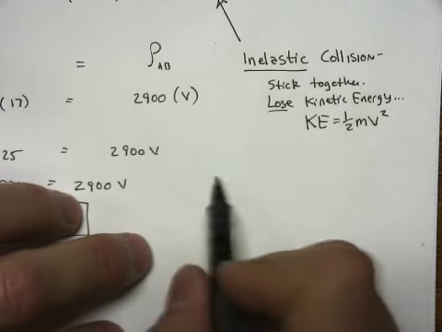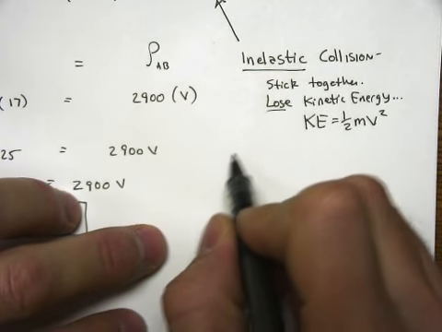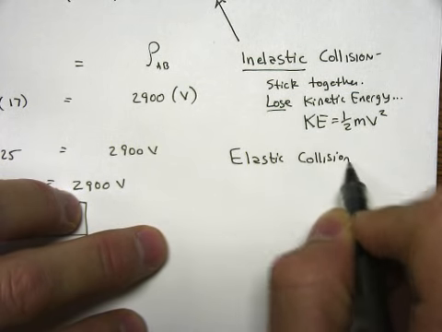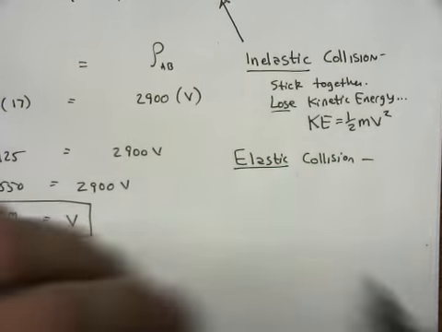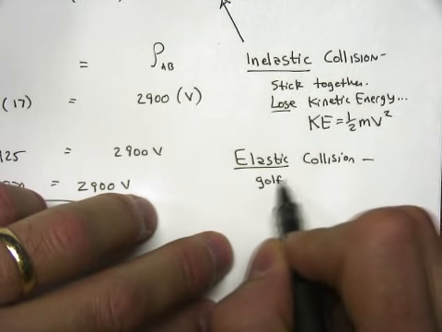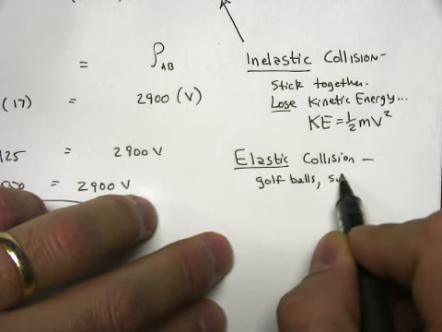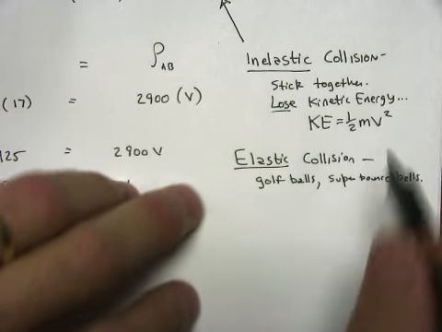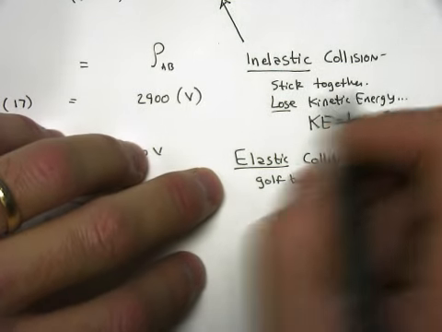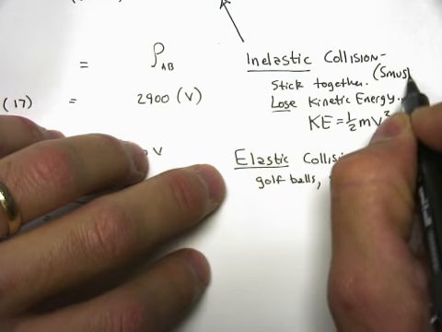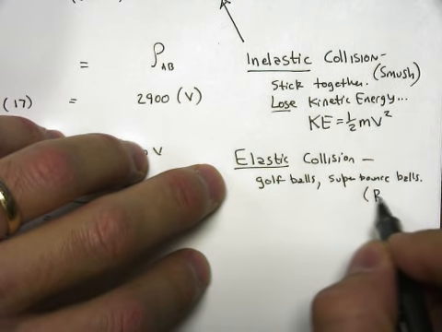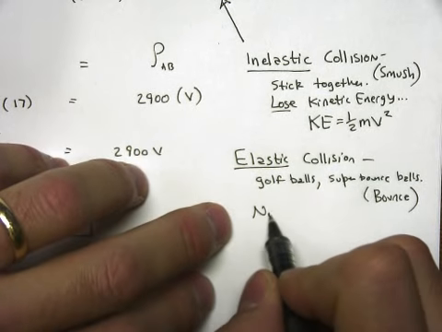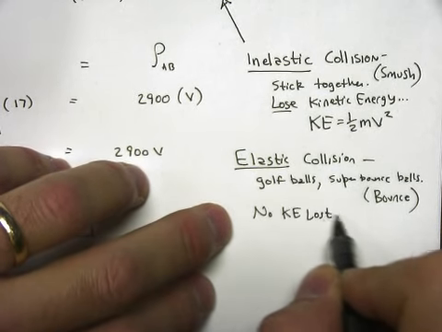Now, if you get a collision where they bounce off, you might be able to guess it, that's called an elastic collision. An elastic collision is something like golf balls, which are very close, or super bounce balls. They're exact, so these things don't smush, they bounce. And in an elastic collision, we have no kinetic energy lost.